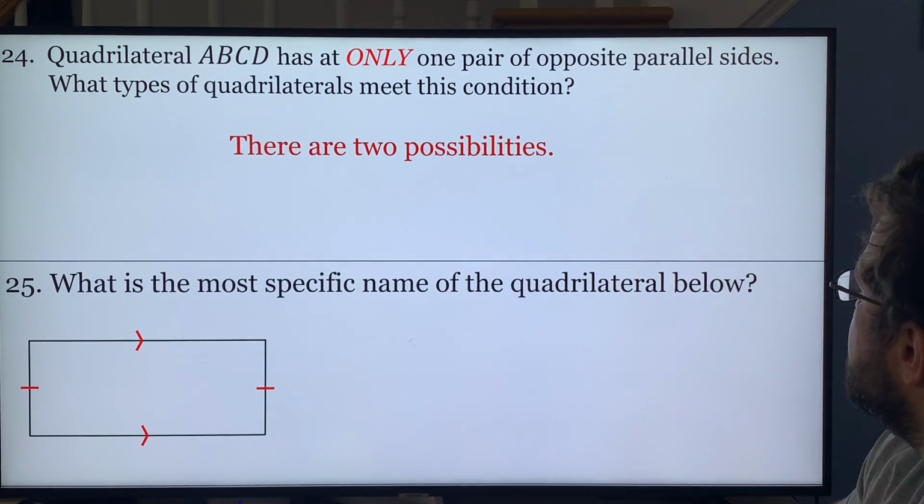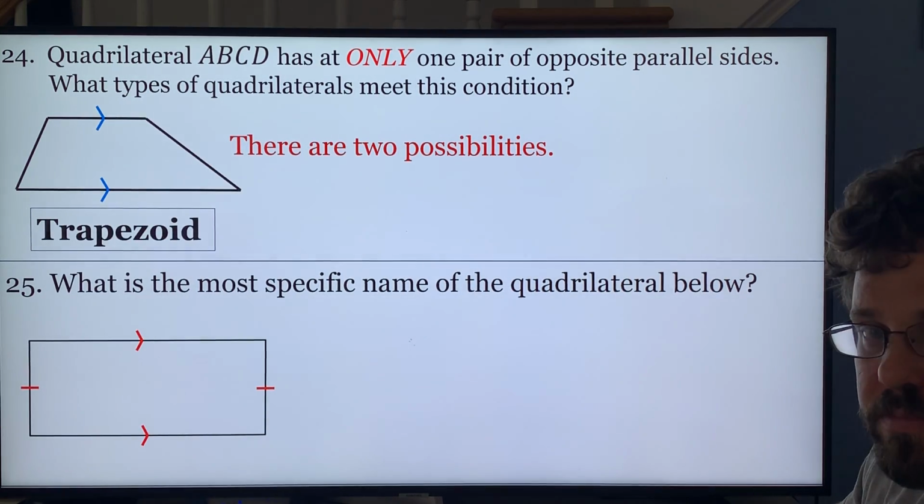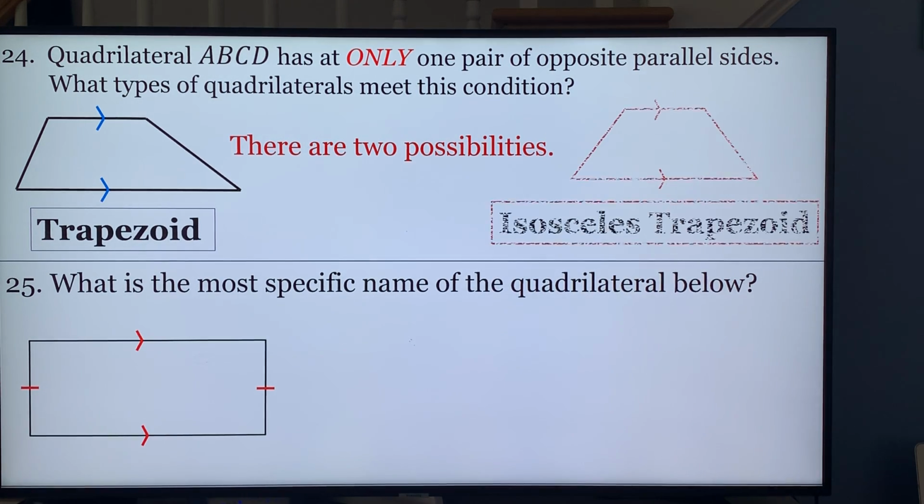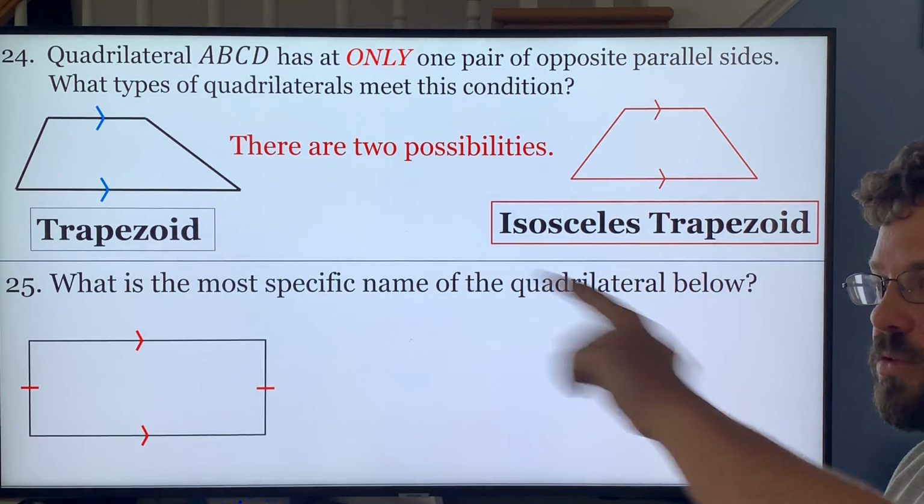One pair of opposite sides. So, trapezoids. And what's the other one? Isosceles trapezoid. Ah, tricky. They're both trapezoids, okay? Kites have no pairs. Parallelogram has two pairs.